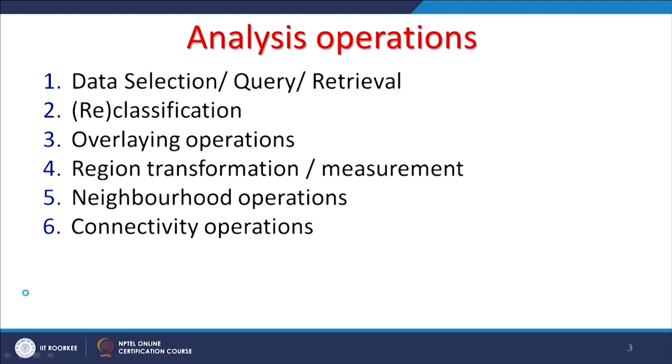Another analytical operation of GIS is the connectivity operations. So we will also have a discussion on that later on. So the first one is the attribute or spatial query or retrieval.